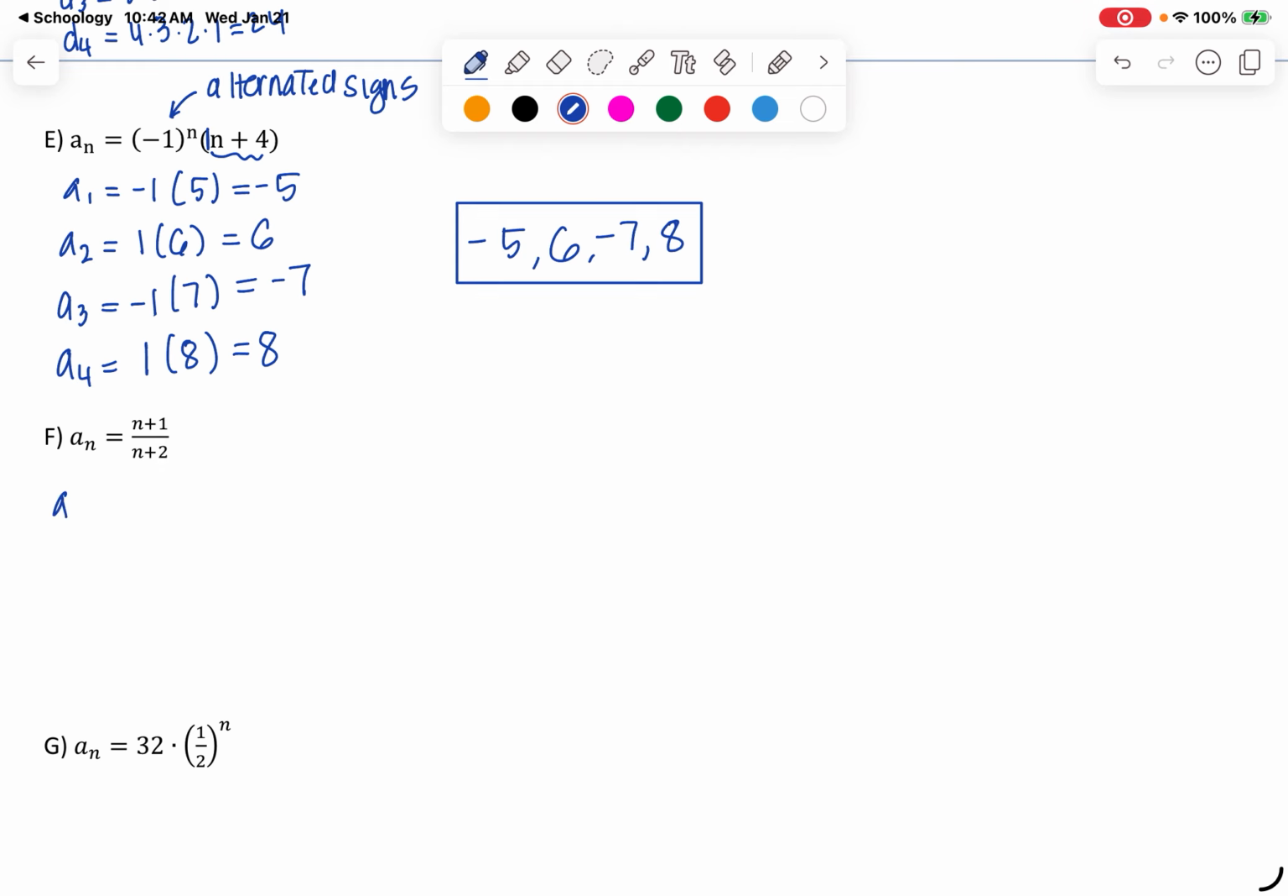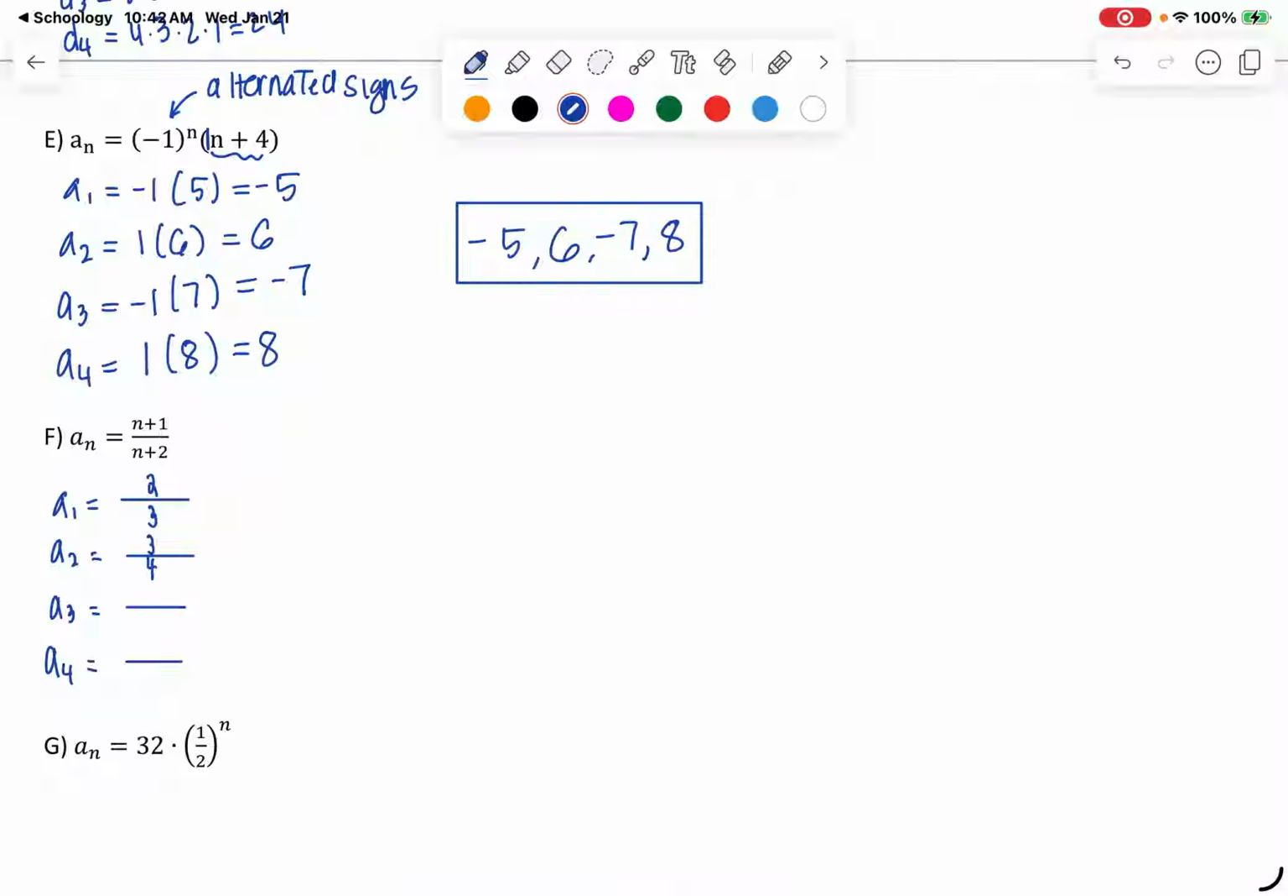All right, next one, we need a sub 1, a sub 2, a sub 3, and a sub 4. I have fractions as answers, so I'm just going to make my fraction bars. And I'm going to do the numerator and denominator separate from each other. So plugging 1 in the numerator, I get 2. Plugging 1 in the denominator, I get 3. Plugging 2 in the numerator, I get 3. Plugging 2 in the denominator, I get 4.